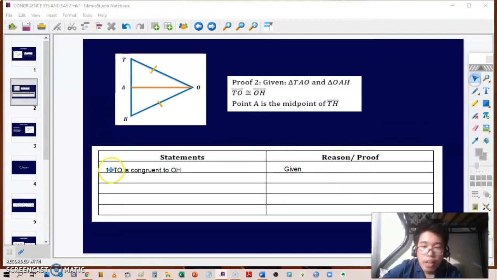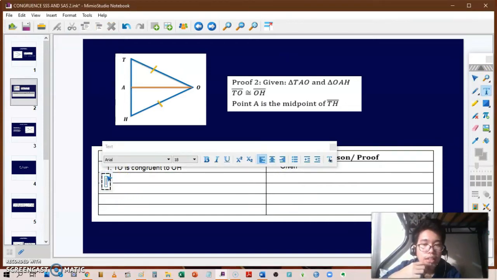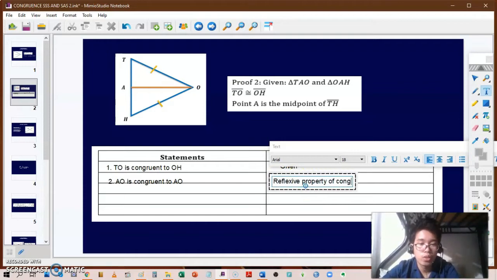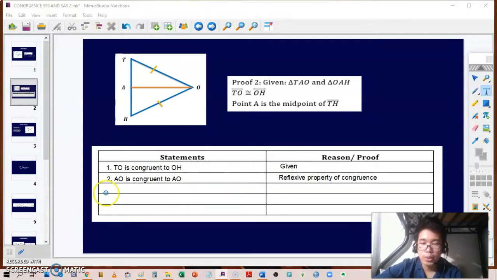After that, what do you think, guys, is the second statement? We can state that AO is congruent to AO. How do we say that those two segments are congruent? It's simply because of the reflexive property of congruence, or the reflexive property of equality also. So AO is congruent to AO because of the reflexive property of congruence.